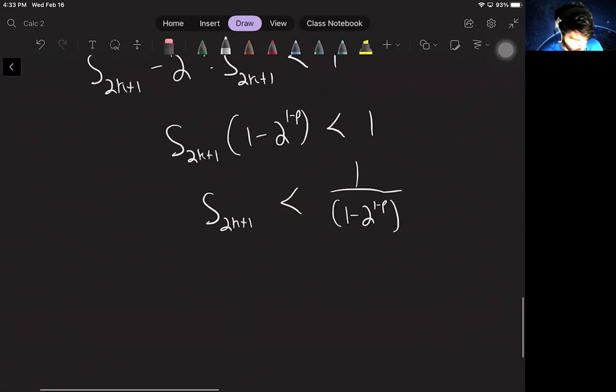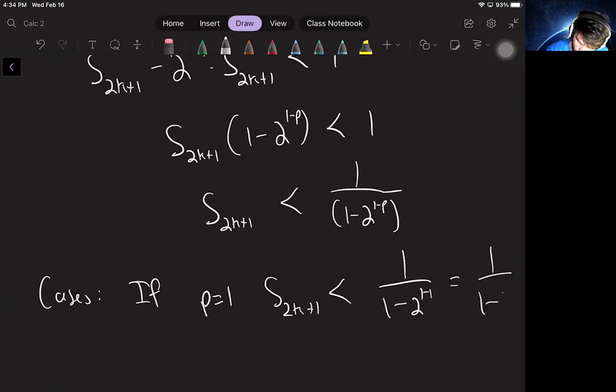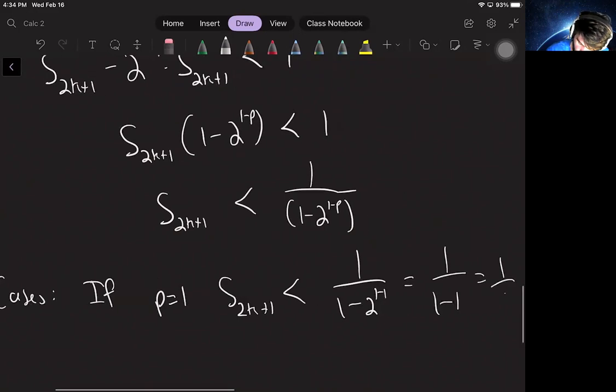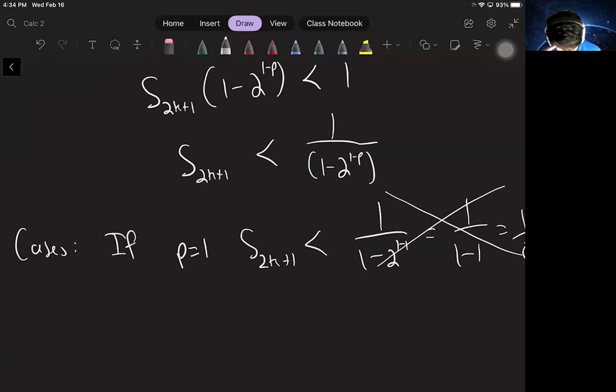Okay, so let's see. So this will depend on what p is, which is of course what we want. So there are a couple cases here. Well, what happens if p is just 1? Well, we already know the answer. And luckily we know the answer because this will not help us at all, because we'll get 1 over 2 to the 1 minus 1, which is 1 over 1 minus 1, which is 1 over 0, which is bad. So if p is 1, then all the work we just did is useless.